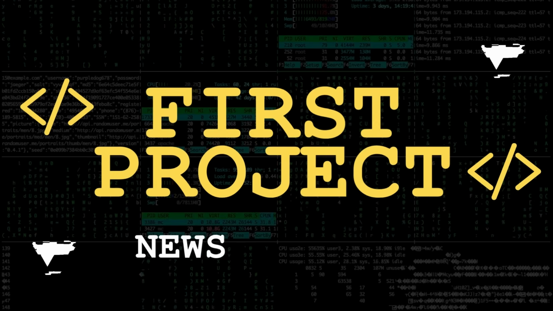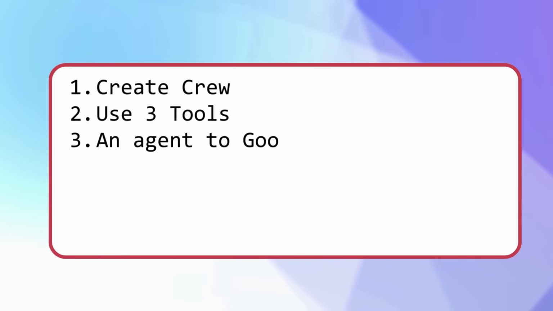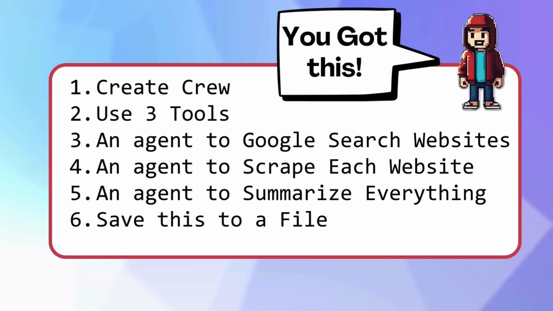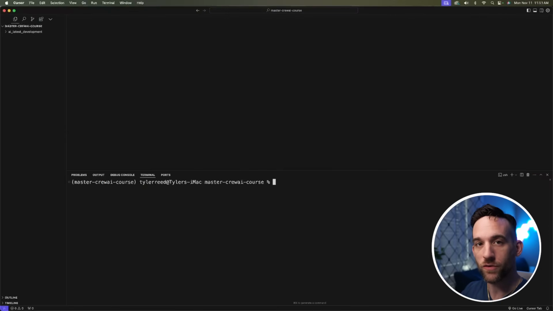So for this project, we're going to create a crew. We're going to use 3 different tools, like I mentioned. One agent will do Google search on websites. Another agent will scrape each of these websites. And then another agent will summarize everything. And then we'll have another agent that's going to save this to a file using a different tool. So get your coffee ready, whatever it is. Let's get coding. All right, for this new project, what we're going to do is first create our new crew.